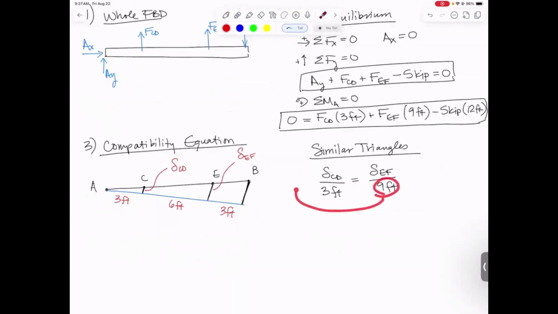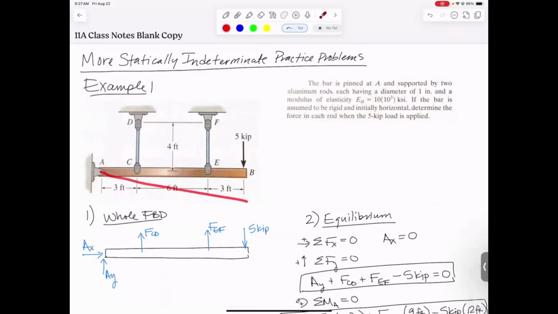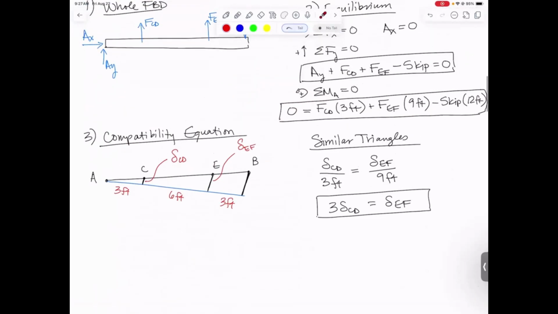I bring the 9 feet to the other side. If you do that, you get 3 times delta CD is equal to delta EF. That is the compatibility condition for this problem. It's a relationship that we get from similar triangles: when this bar rotates down, because EF is 3 times as far as CD, EF has got to stretch out 3 times as much as CD. Hopefully that's fairly intuitive.